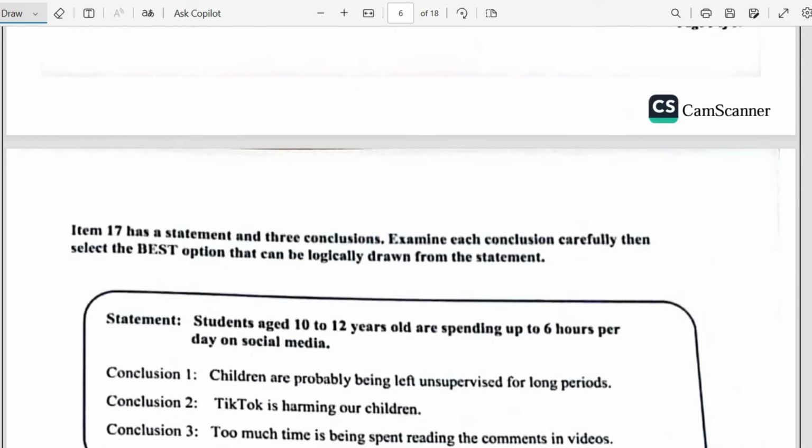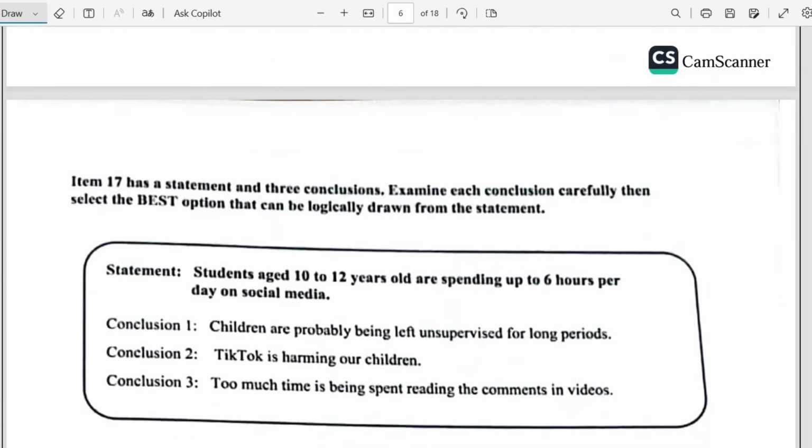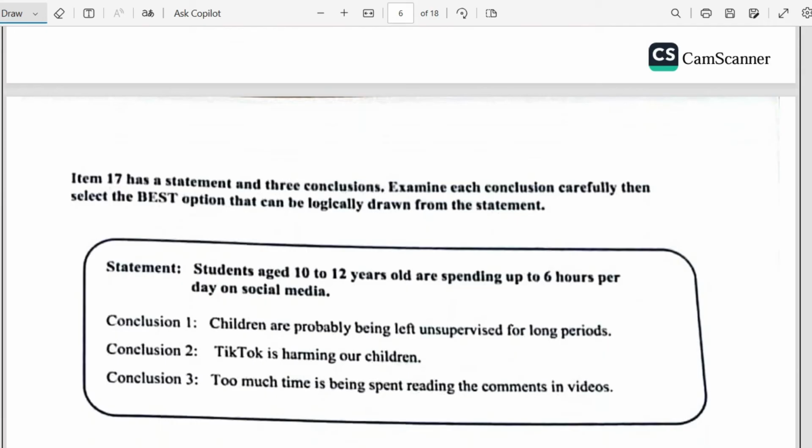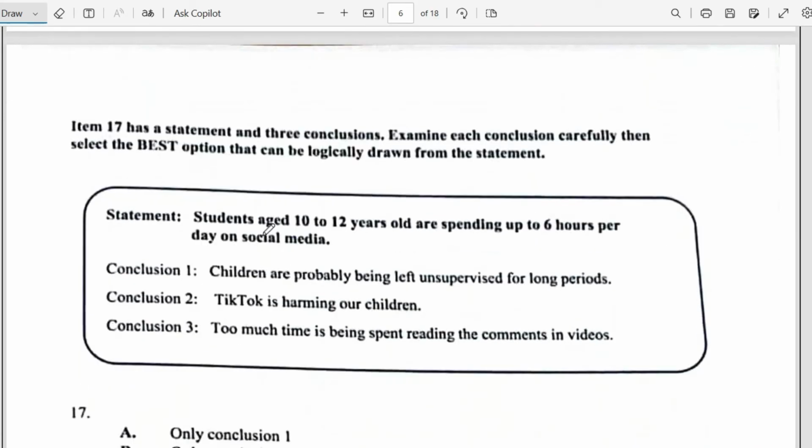Item 17 has a statement with three conclusions. Examine each of the conclusions carefully, then select the best option that can be logically drawn from the statement. The statement reads, students aged 10 to 12 years old are spending up to 6 hours per day on social media.